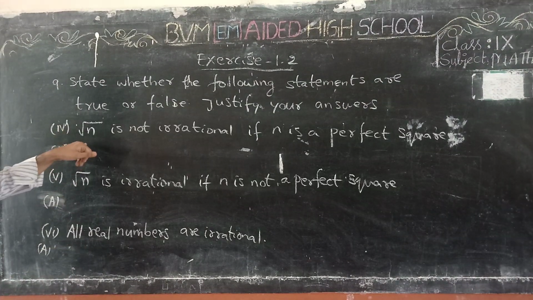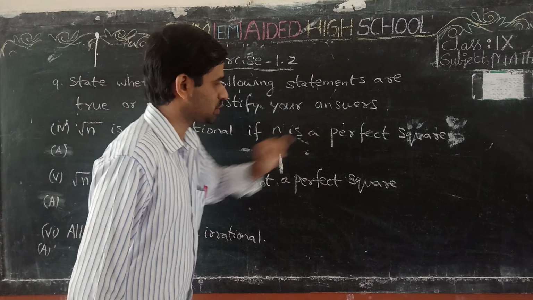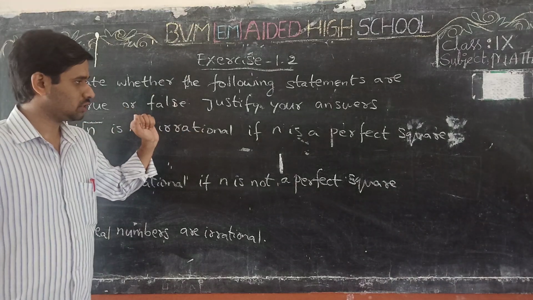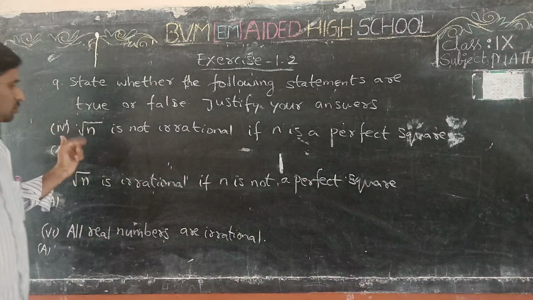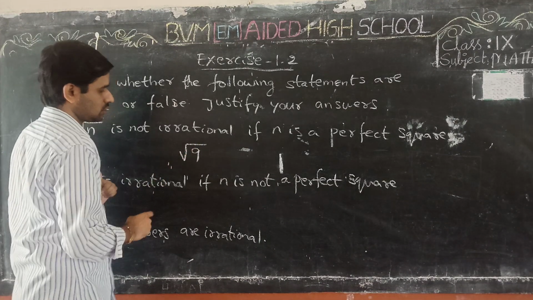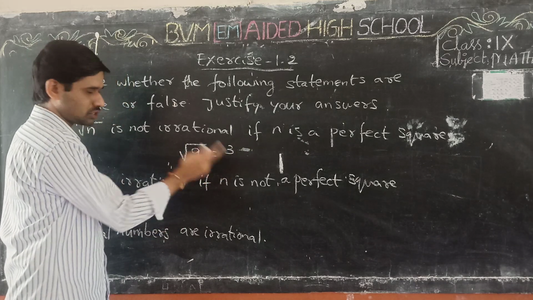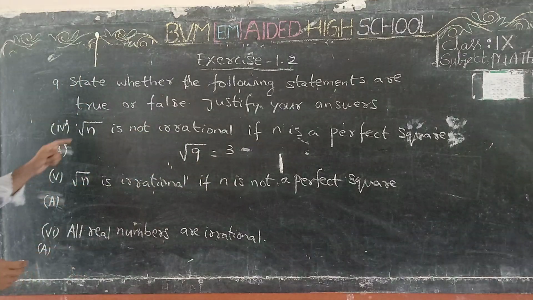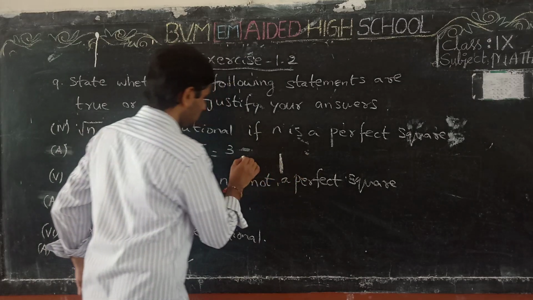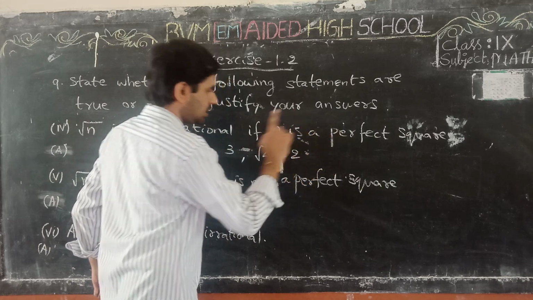So fourth statement, root n is not irrational if n is a perfect square. Square root of a perfect square number is not irrational. Is this true or false? For example, square root of a perfect square number, square root of 9. Square root of 9 is 3. It is an integer. It comes under the set of rational numbers. It is not an irrational number. So the statement is true. Square root of any perfect square number, square root of 4 is 2, it is a rational number, it is not an irrational number.